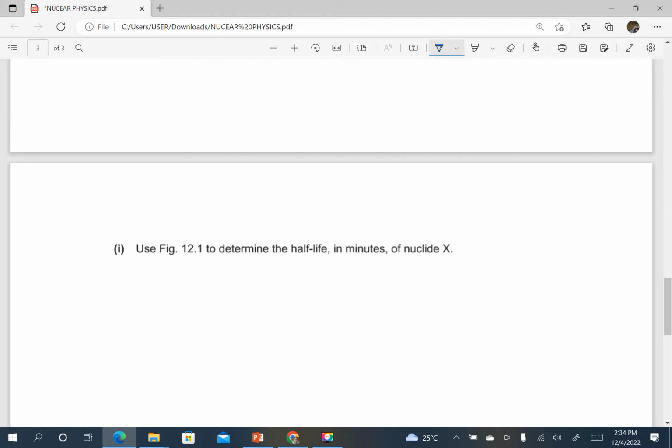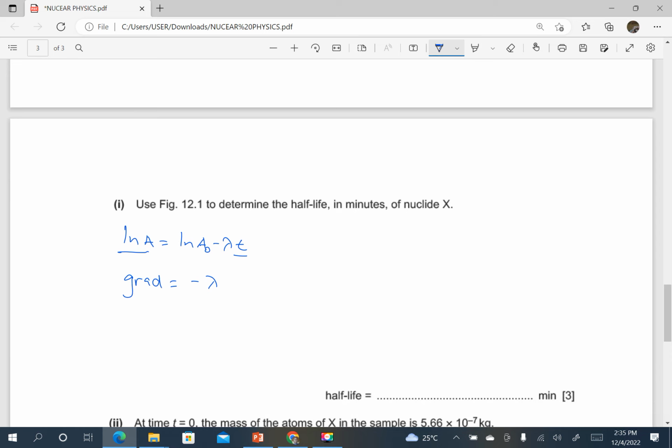So we have already seen that ln of A is equal to ln of A naught minus lambda times t, which means if we plot a graph of ln of A against t, the gradient is negative lambda. So let's try to find the gradient.